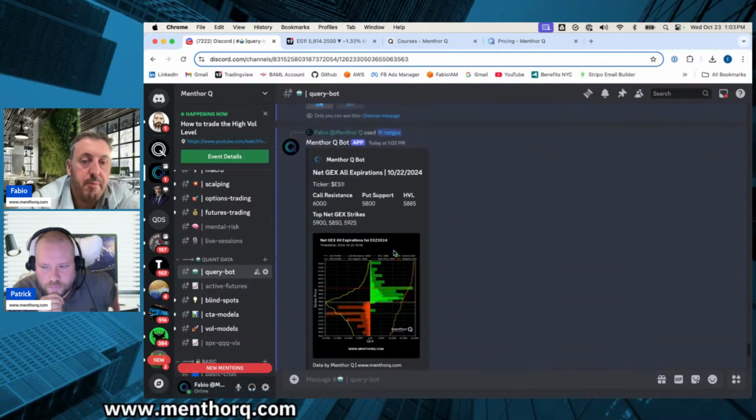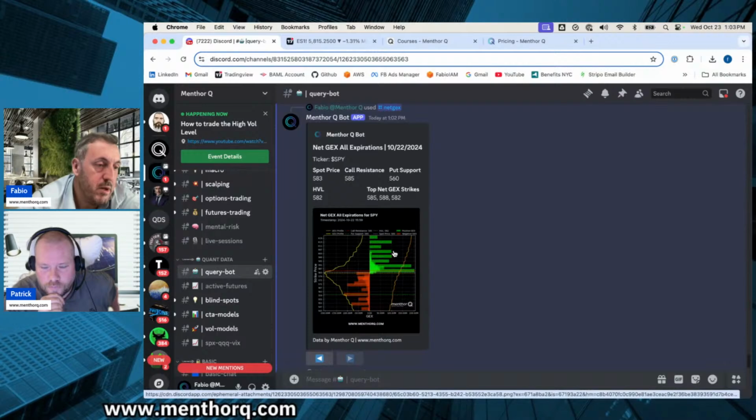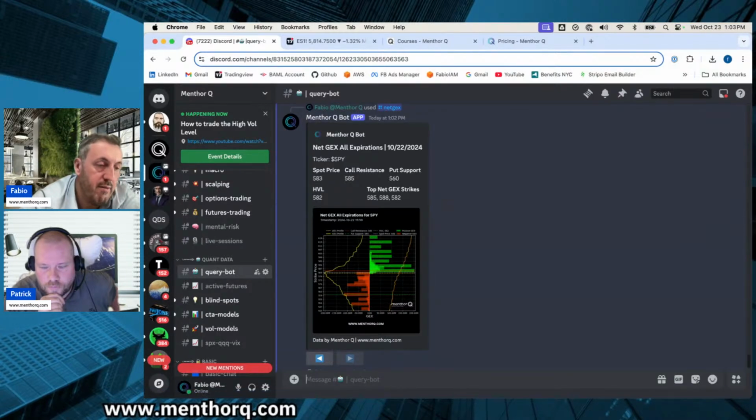So the option chain is different. So it doesn't necessarily mean that the high vol level will be on the same level. So it could be that they are on a different level, absolutely.